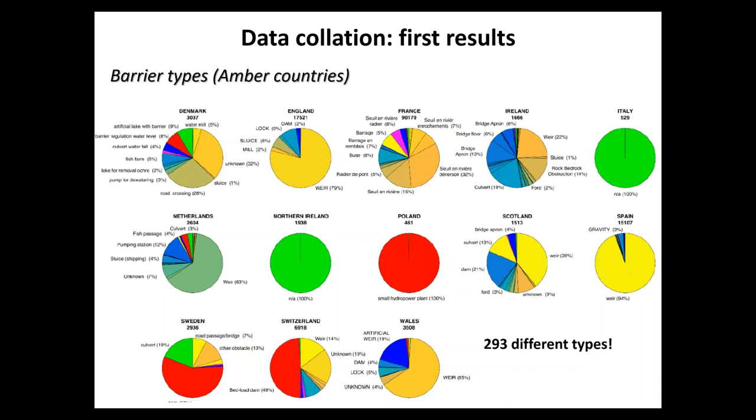Let's look, for instance, at the barrier types for the databases from other countries. Information on barrier types is provided by most of the databases, but in the end we have almost 300 different types of barriers collected in existing databases. So this information is not useful at all, and we need to clean it up. Probably in some cases, we will discover that some of the barriers included in these databases are not really barriers for river continuity. So we need to face this problem.